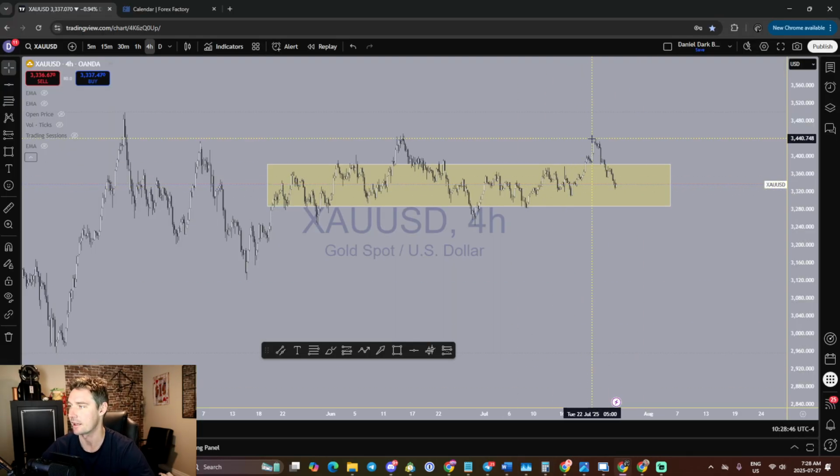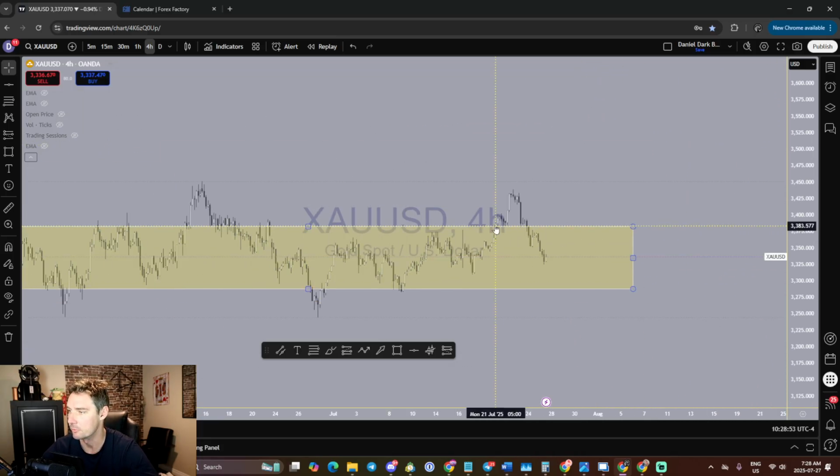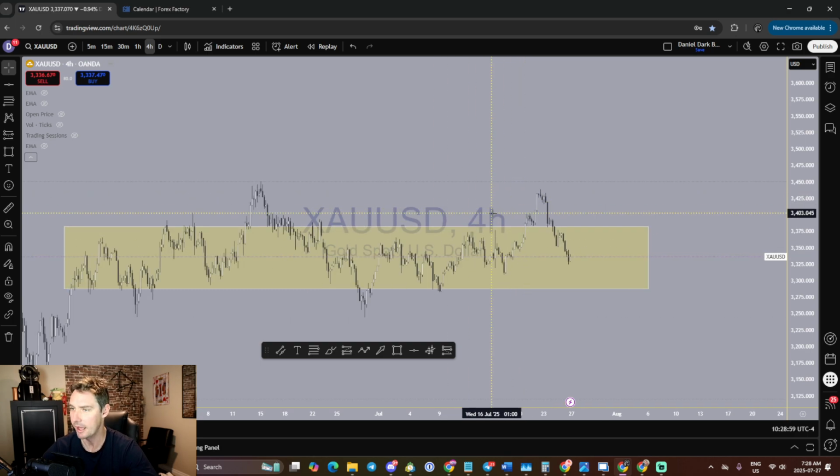Okay, so we had another nice fake out back into the range, but there was some profit to be made on this previous pump. I mean, look at that little pullback there. It was such a beautiful little textbook technical entry for us. So that was good news.